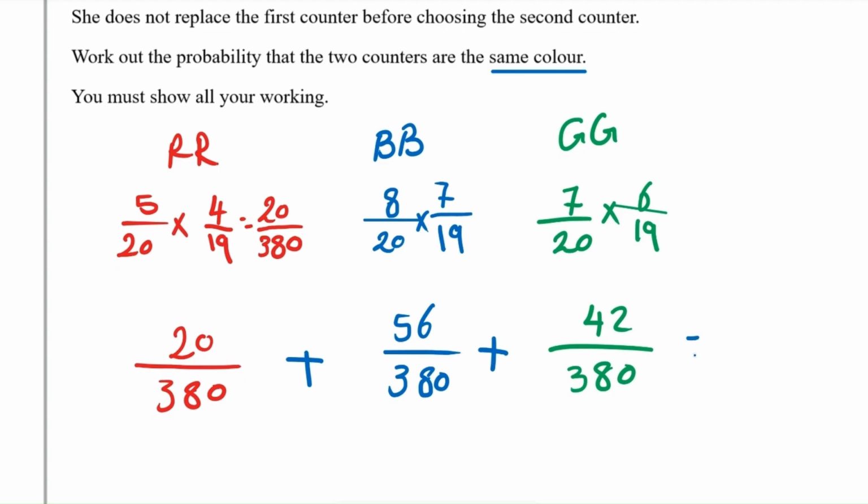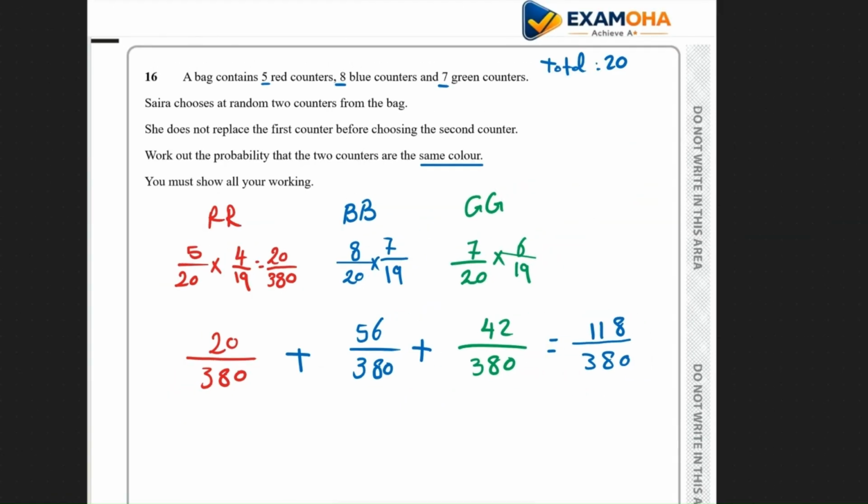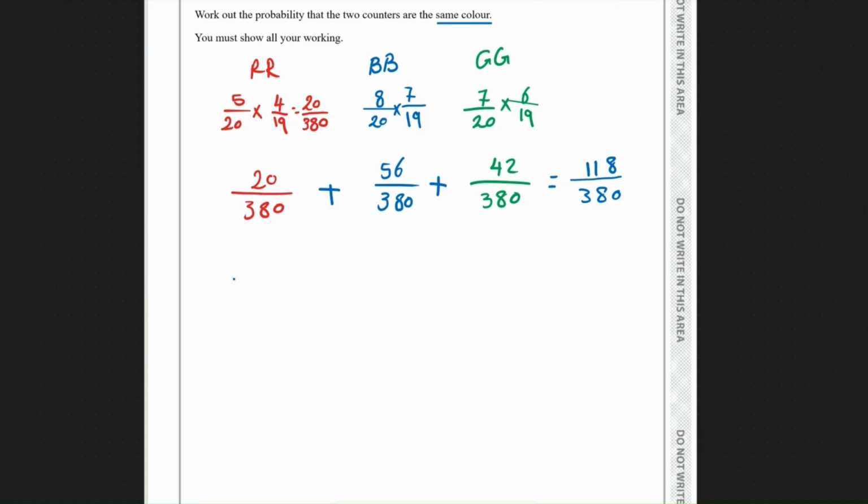As the denominator is the same, 380, we need to work on the numerator. So 2 times 4 is 8, 8 plus 0 is 8, and 4 times 5 is 20, 20 plus 2 is 22. Wait, so now we can write out the probability of the same color equals 118 divided by 380.